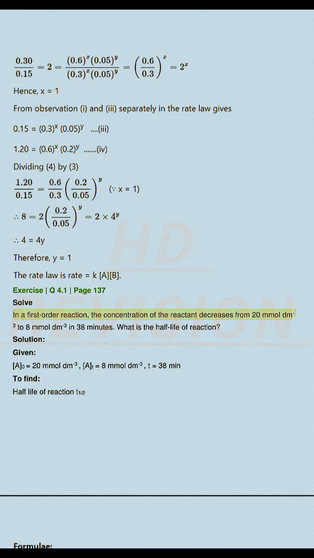Exercise Q 4.1, page 137. Solve. In a first-order reaction, the concentration of the reactant decreases from 20 mmol/dm3 to 8 mmol/dm3 in 38 minutes. What is the half-life of the reaction? Solution. Given [A]0 equals 20 mmol/dm3, [A]t equals 8 mmol/dm3, t equals 38 minutes. To find the half-life of the reaction, t1/2.